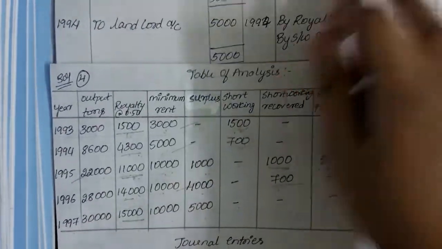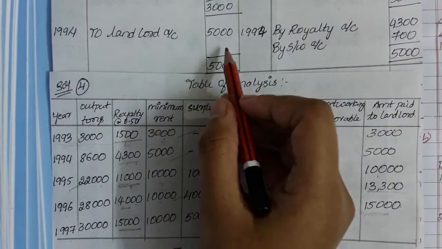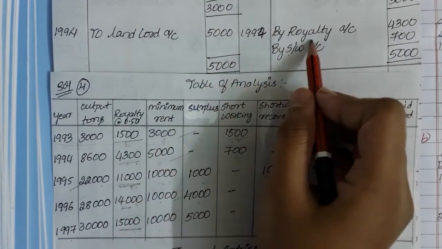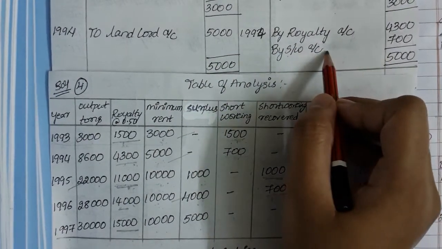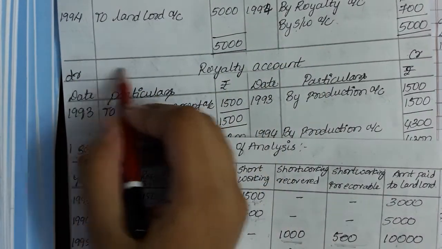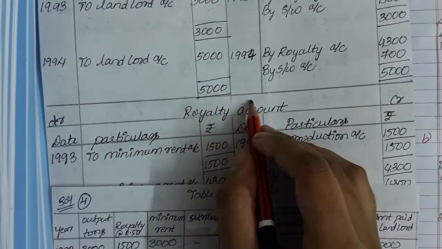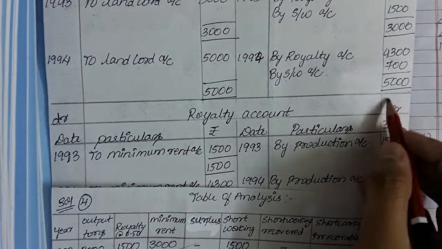Same way, when you come to the second year, what amount did you pay to the landlord? You paid 5,000. So out of this 5,000, how did you split it? By royalty you got 4,300 and you showed 700 as short workings. Understood? Likewise, for the next year, 1995, to landlord account, year 1995, by royalty account, for how much you got from royalty.